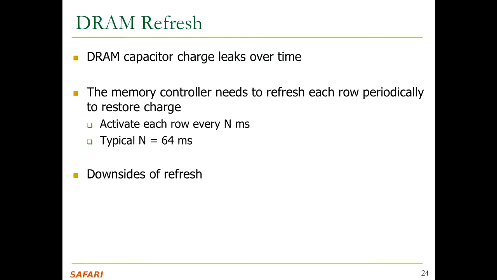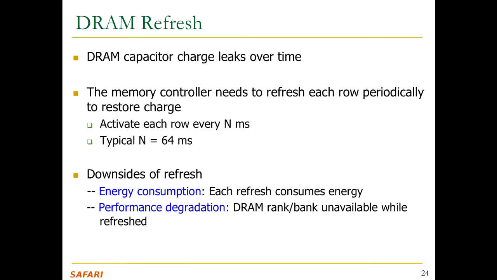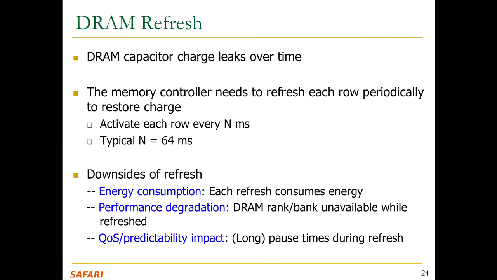So there are many downsides of this. It sounds terrible, right? Energy consumption, basically. Every 64 milliseconds, you're consuming refresh energy for each refresh. You get performance degradation. When you want to access DRAM, too bad, you cannot access it from this core. It cannot access it because it's being refreshed. Sounds bad. There's a quality of service impact because, similar to the performance degradation, you may have long pause times during refresh. Right? While you're refreshing memory, you cannot access it.